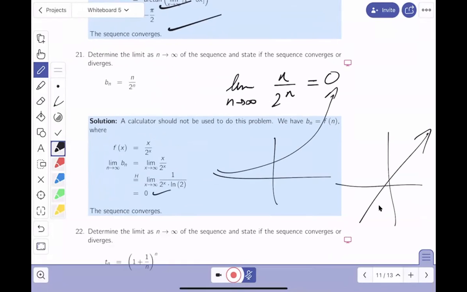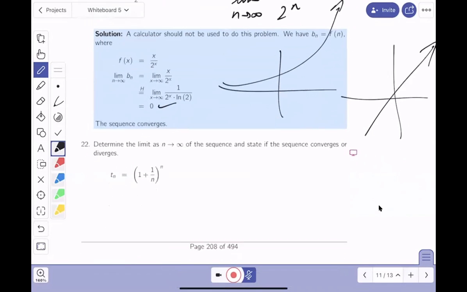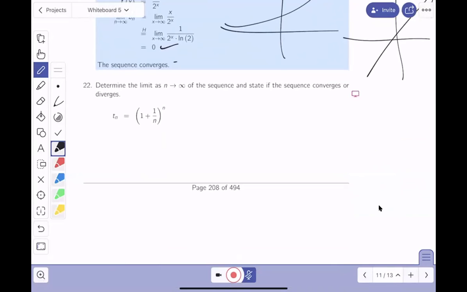So 0. All right. Now, granted, you might say, what did you do over there? I was doing something different using L'Hopital's rule. Well, you don't use L'Hopital's rule. Not necessary. All right. Sequence converges.